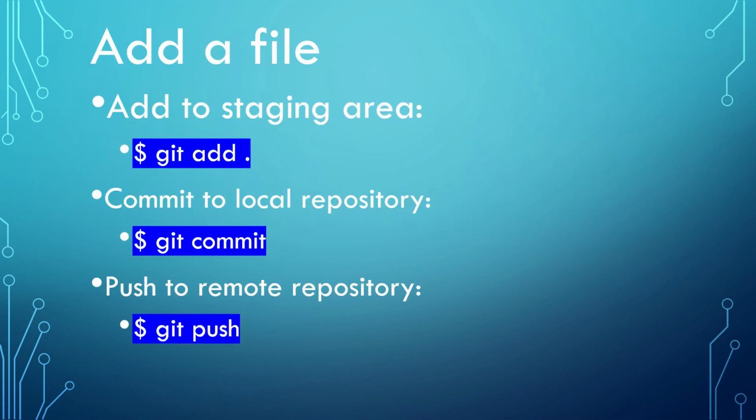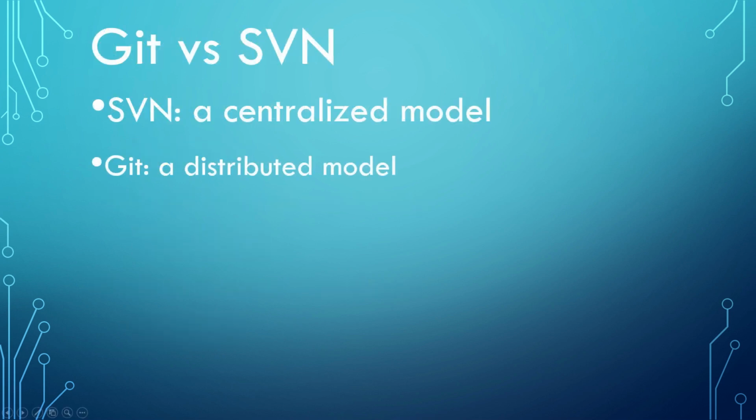We are ready to add a new file to the repository as planned. It involves several steps: adding the file to the staging area, committing to the local repository, and pushing to the remote repository. These steps distinguish Git from SVN. In SVN, you commit the change in one step from local to the central server. SVN follows a centralized model and needs an internet connection to commit changes.